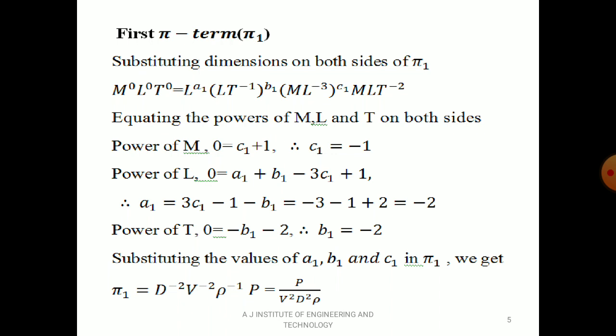Now I can substitute the values of a1, b1 and c1 in pi 1, the first pi term. I get the expression pi 1 equal to d to the power minus 2, v to the power minus 2, rho to the power minus 1 into p. So that is equal to p divided by v square d square rho. I can take quantities with negative powers to the denominator, like d to the power minus 2, v to the power minus 2, rho to the power minus 1, that becomes positive.